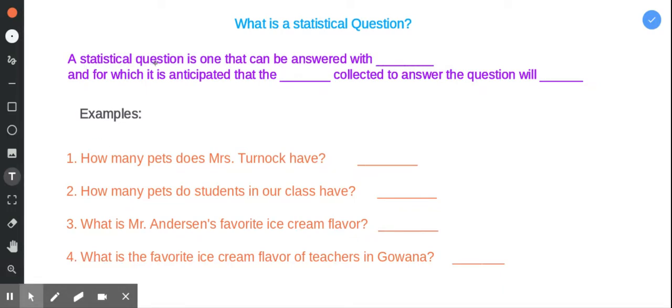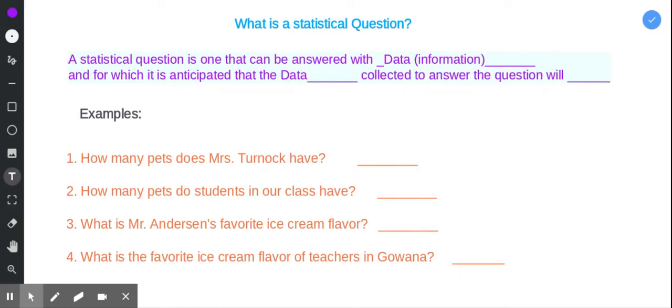A statistical question is one that can be answered with data. Data is also different information about an object or a person, okay? And for which it is anticipated that the data that you collect, that information that you collect to answer the question, will, this is the important part, vary. Okay? You're not going to get the same answer. You're going to get lots of different answers. So you have to be able to ask a question that's going to get a variety of answers to collect information about something.